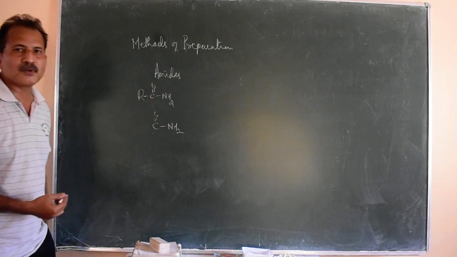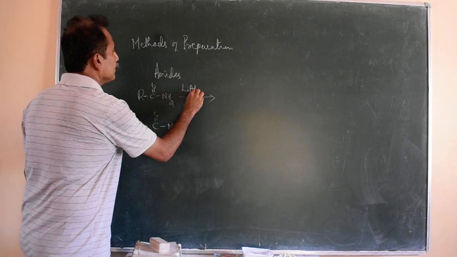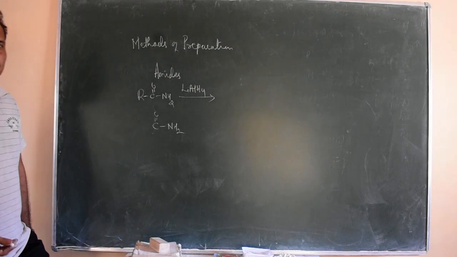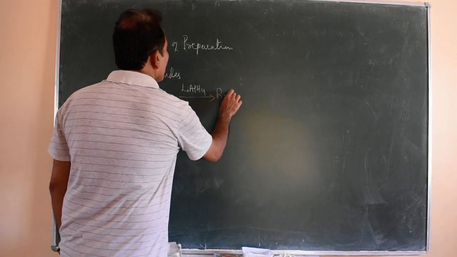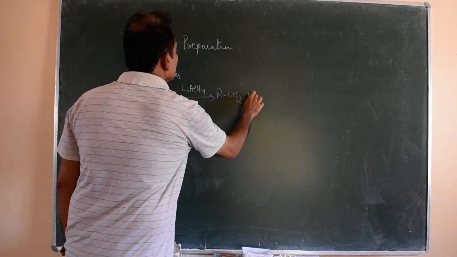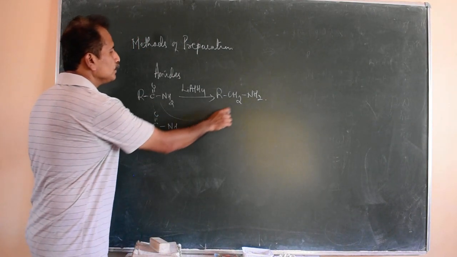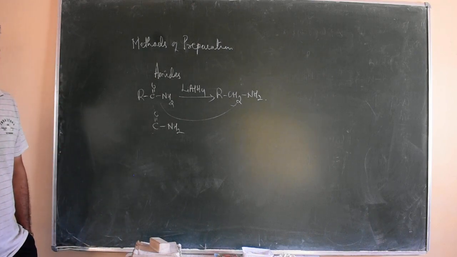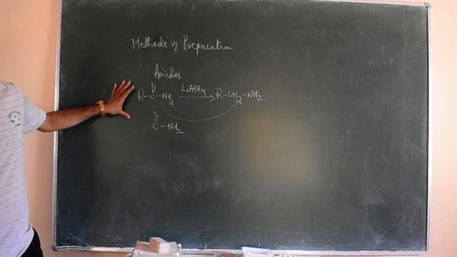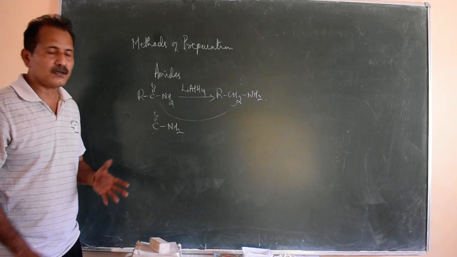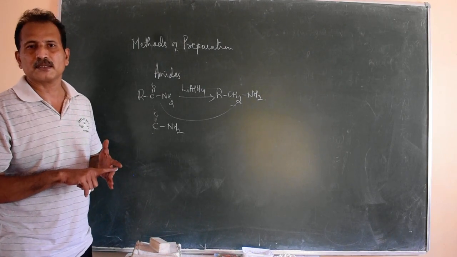But you need a very powerful reducing agent here. You need lithium aluminum hydride. So that will reduce. And then after that, a little bit of hydrolysis is also required. So that will give you R-CH2-NH2. This is your amine. So amide can also be reduced to amines. Cyanides can be reduced, nitro compounds can be reduced to amines. So this is the first method of preparation of amines, that is, reduction of nitro compounds, reduction of nitriles, reduction of amides.